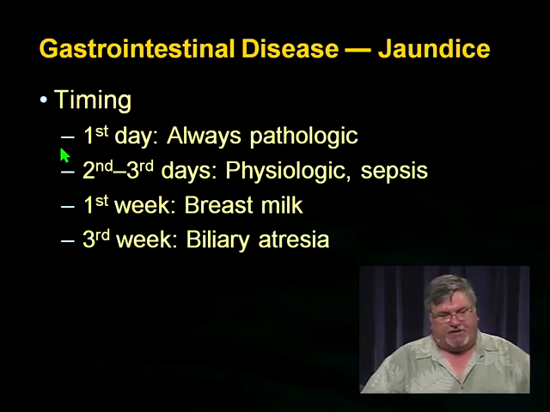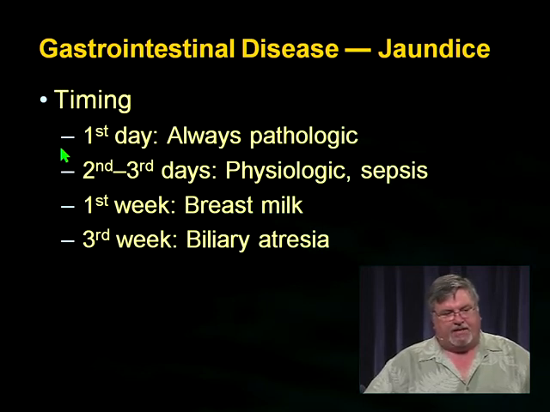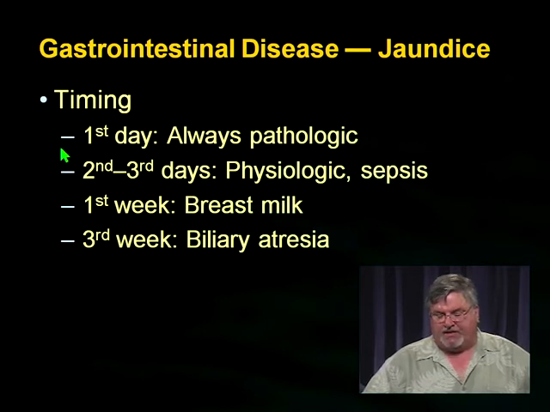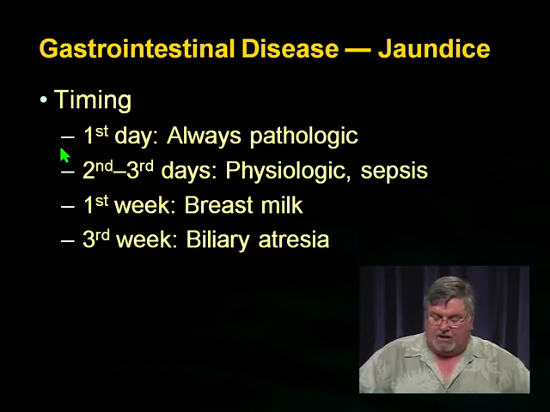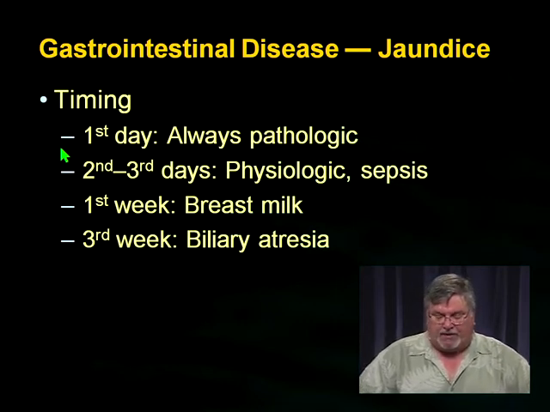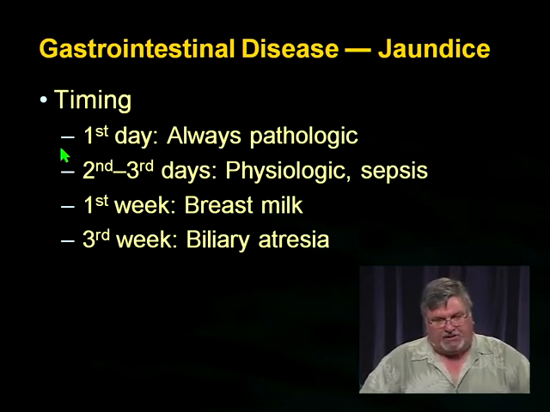Jaundice that occurs in the first 24 hours of life should always be considered pathologic. The more common causes of jaundice on the second and third days are physiologic jaundice or sepsis. Jaundice that occurs within the first week, or towards the end of the first week, is generally breast milk jaundice.